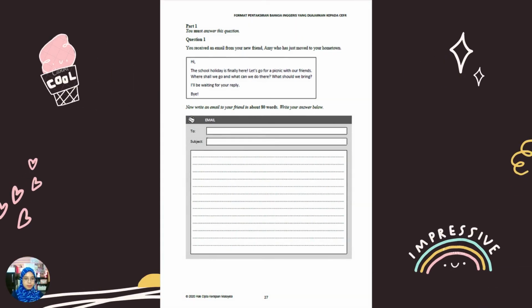So let's look at the example question. This is for part 1. If you notice, part 1 is almost similar to the one you have in PT3. For part 1, it's a short message response. You need to respond to a message. Your response can be in the form of an email, note, message, or maybe an informal letter, but a very short one, because if you notice here, the length only requires you to write within 80 words. So very short, simple and short. So this is part 1.